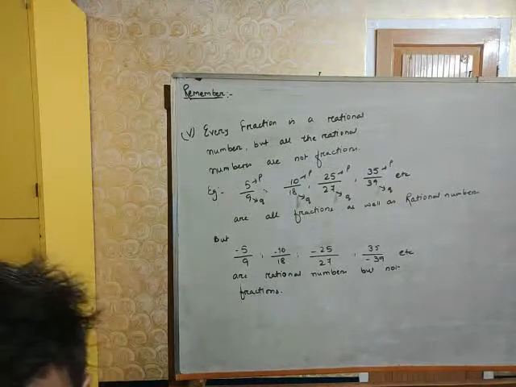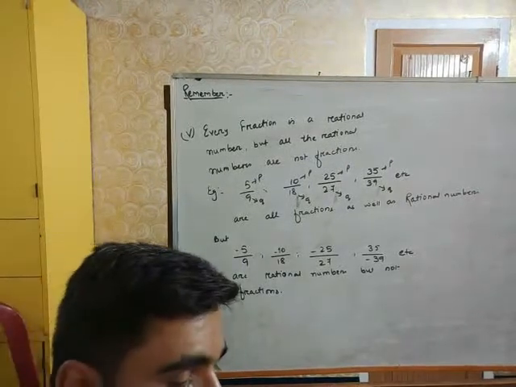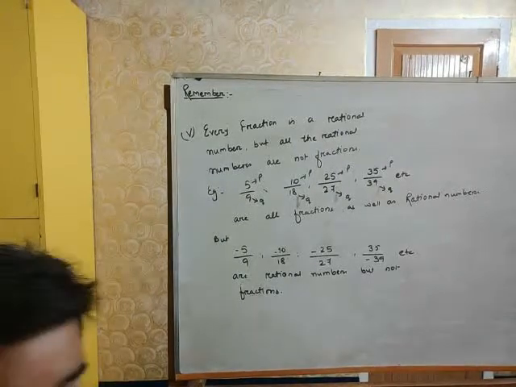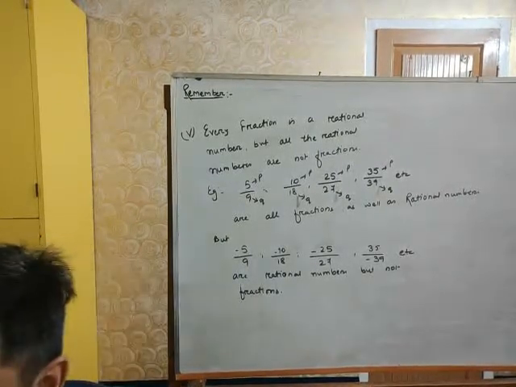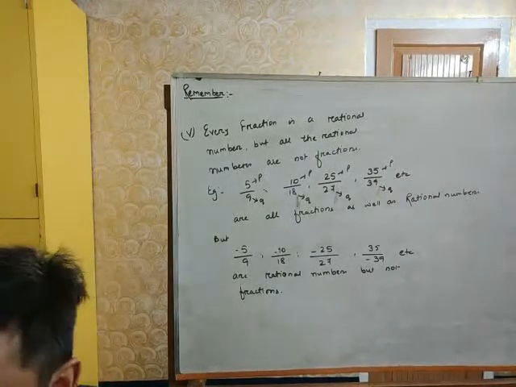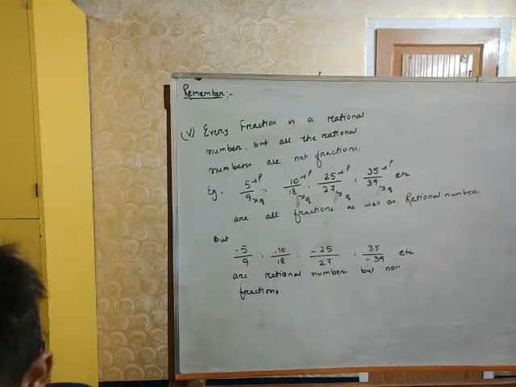Now we will know about the numerator and denominator, when a rational number is called a positive rational number, when a rational number is called a negative rational number. Okay, then we will learn two more properties, then we will stop for today.